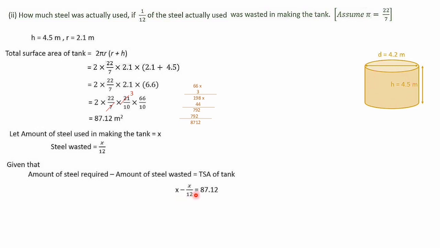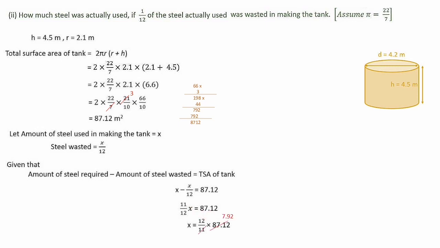So from here, taking the LCM, 12X minus 1X is 11X. So 11X by 12 is equal to 87.12. Then X is equal to 87.12 into the reciprocal of 11 by 12, that is 12 by 11. The numerator and denominator swap. That is 12 into 87.12 divided by 11 in the denominator.